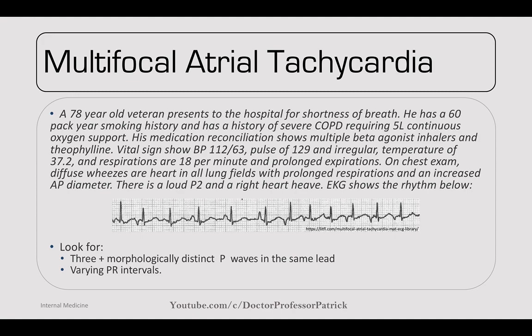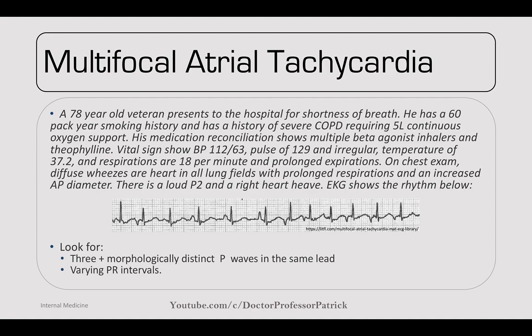So vital signs show normotensive, an elevated pulse, an irregular elevated pulse, and a normal temperature. On exam, there's diffuse wheezes in all lung fields and prolonged expiration, increased AP diameter. So this is your classic illness script of someone with severe COPD. There's also a loud P2 and a right heart heave. So EKG shows the rhythm shown below.